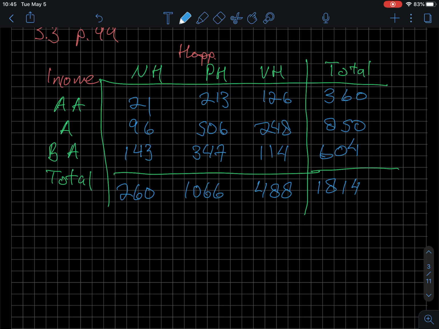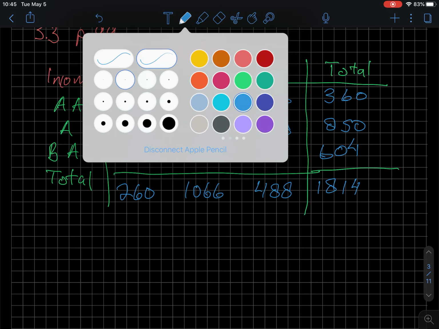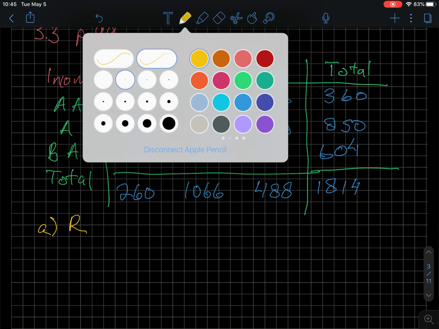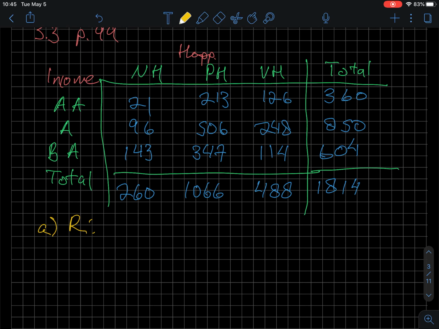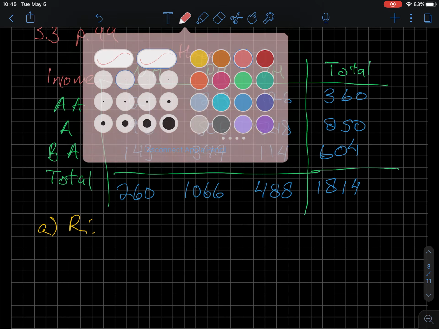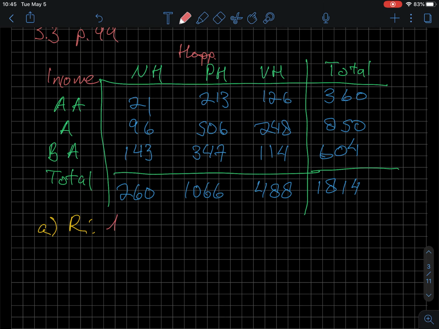Now that we've created this table, we can see some gobbledygook. We see some numbers here, but it asks us to figure out a few things. If we look at problem A, what's the response variable and what's the explanatory variable? What do you guys think? What's the response going to be? What we're trying to predict is going to be happiness.